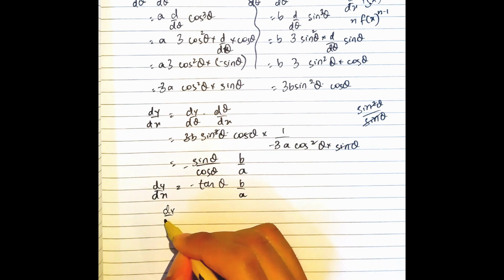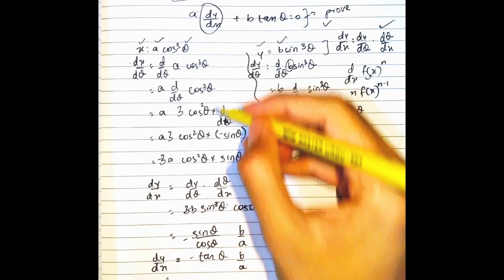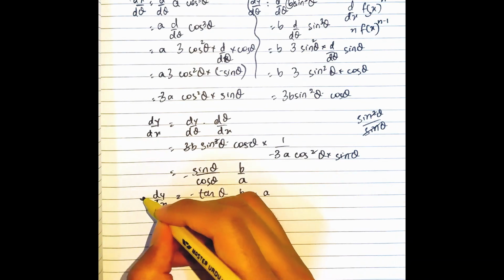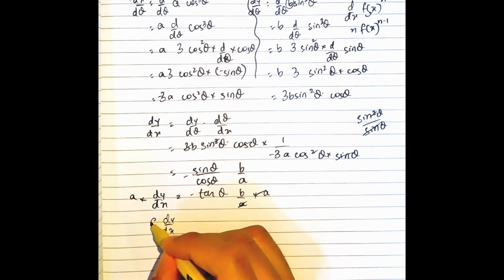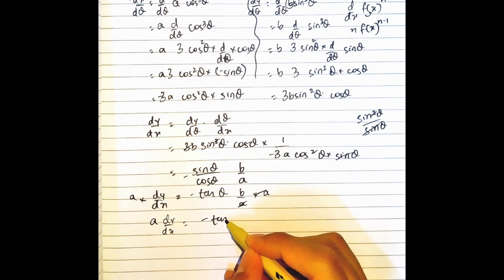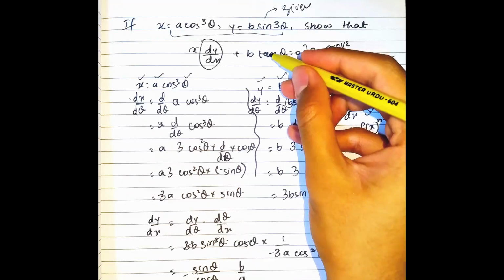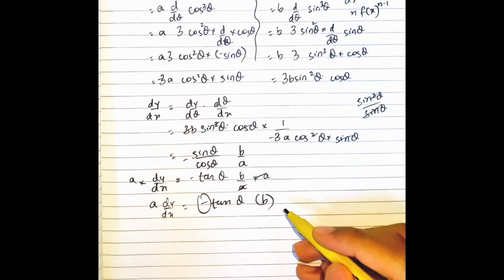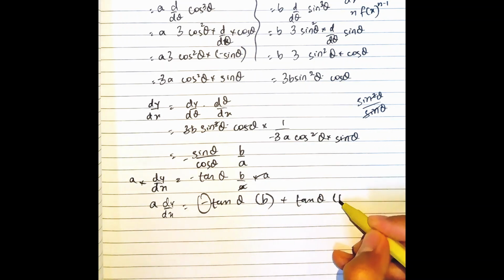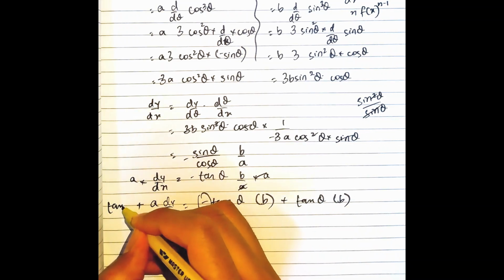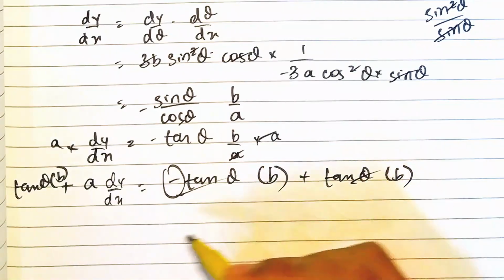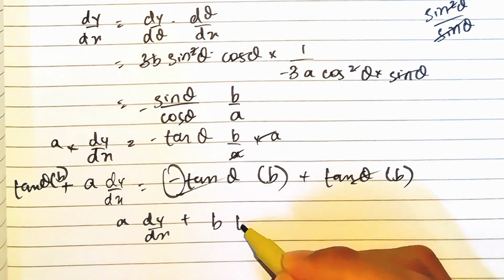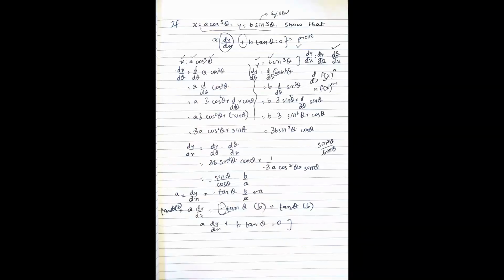So dy by dx, we can see that a is actually present with this derivative, so let's just move this a towards the left hand side of the equation. So if I multiply by a on both sides, a will be cancelled and we are left with a over here. Then we have negative tangent theta multiplied by b. So the question actually says that you have to move this tangent theta toward the opposite side of the equation so it becomes positive. Over here we have it negative. I will add tangent theta b on both sides of the equation. This would be cancelled and we have a dy by dx plus b tangent theta would be equal to 0. So you can see this is the final proof.